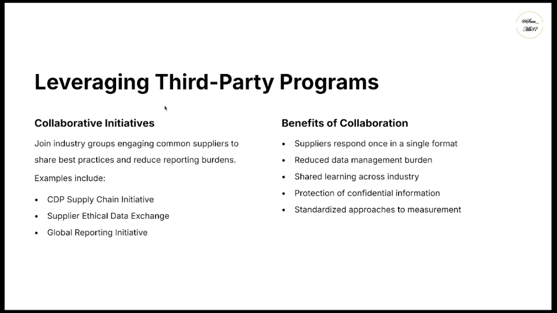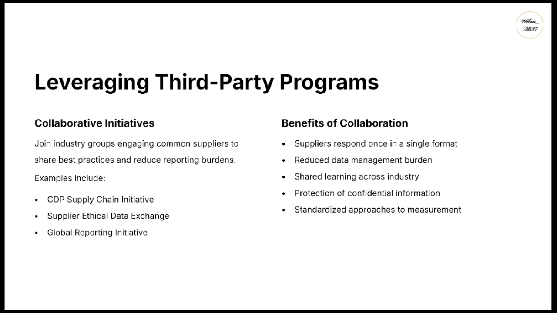Also, one powerful way to scale your supplier engagement is by joining third-party programs and collaborative initiatives. These platforms allow companies within the same industry or with shared suppliers to work together and streamline climate reporting. Collaborative initiatives like the CDP Supply Chain Initiative, Supplier Ethical Data Exchange, SEDEX, or the Global Reporting Initiative, GRI, offer standardized tools and also frameworks that make it easier for suppliers to report once in a consistent format rather than responding to multiple fragmented requests.